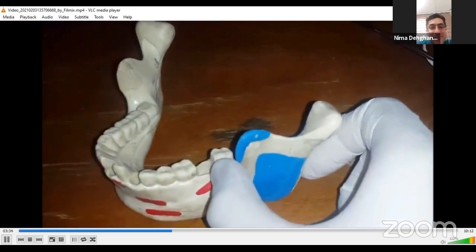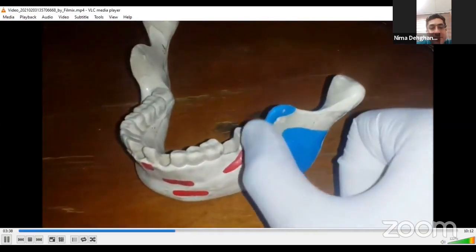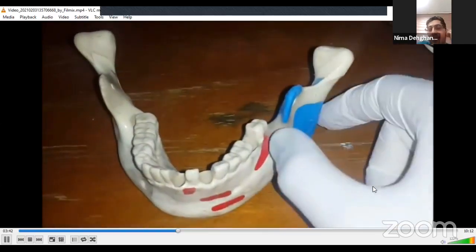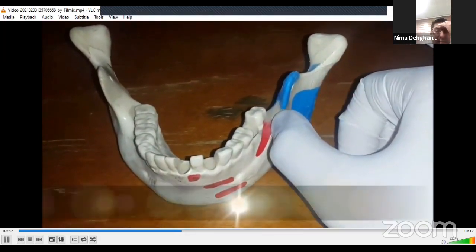This is the ramus of the mandible. This is the anterior border of the ramus. The anterior border of the ramus features a concavity. This concavity is called the coronoid notch.